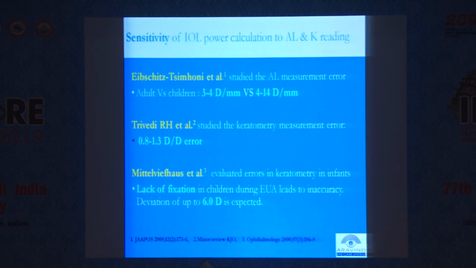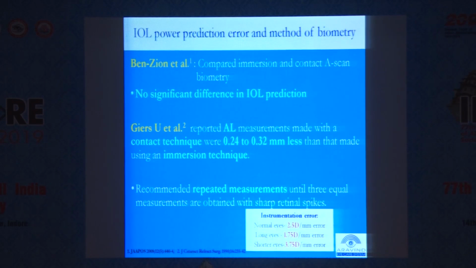Mittelbach-Haas, when they evaluated the error in keratometry in infants, found that lack of fixation in children is the main reason for inaccuracy, so the deviation could be up to 6 diopter. In other studies, Ben Zion et al., when they compared methods of biometry between immersion and contact, found no significant difference in IOL prediction, whereas Gharaibeh et al. reported that axial length measurements made through the contact method were 0.24 to 0.32 millimeters less than those done with immersion. So they recommended repeated measurements, with 3 equal measurements with sharp retinal spikes.